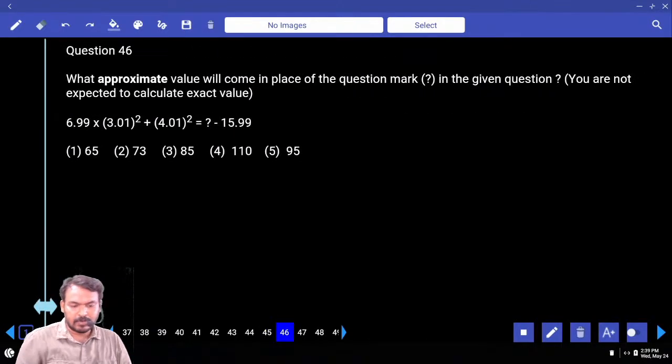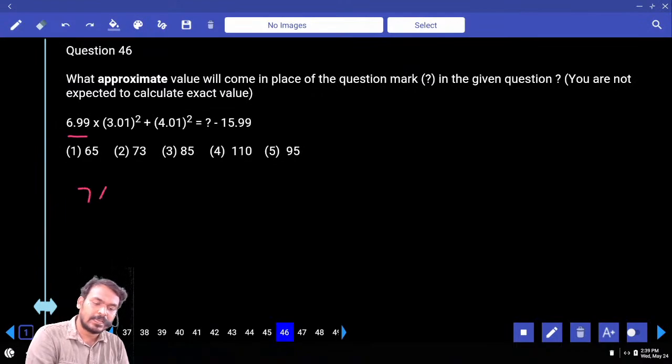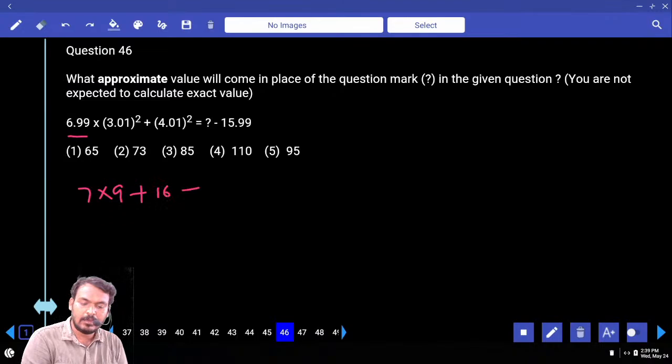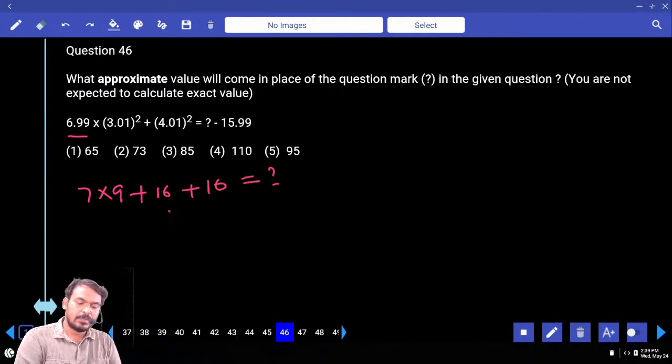Next question number 46. Approximations. What is the first value? 7. Second one 9 plus 16. 9 plus 16 equal to something or not? 16 plus 16, 32 plus 63. Total 95.